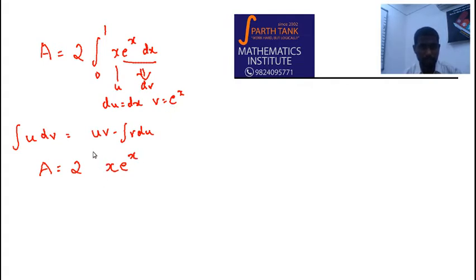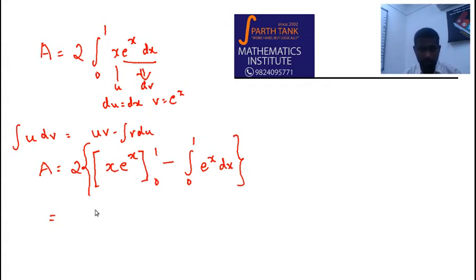And to this you can already apply the limit 0 to 1. And then we still have the integral 0 to 1 v du. V is e raised to x and du is dx. So this becomes, when you substitute the limits here, or let us complete the integral and substitute the limits together, x into e raised to x from 0 to 1, and e raised to x dx is e raised to x from 0 to 1.